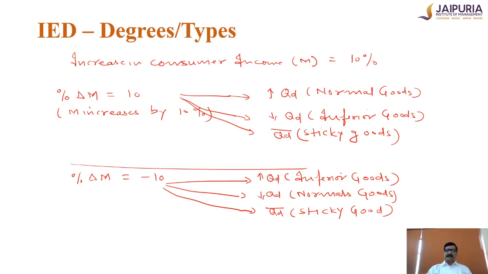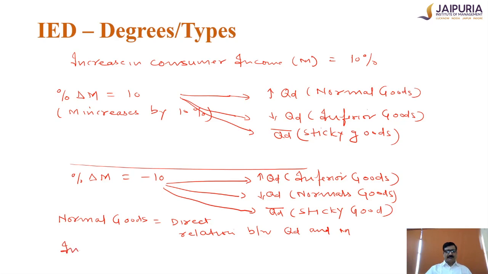So, seeing the above information, we can say in case of normal goods, there is direct relation between quantity demanded and consumer income. Meaning thereby, direct relation implies quantity demanded moves in the same direction in which consumer income moves. If consumer income increases, demand for normal goods will increase. If consumer income declines, demand for normal goods will decline.